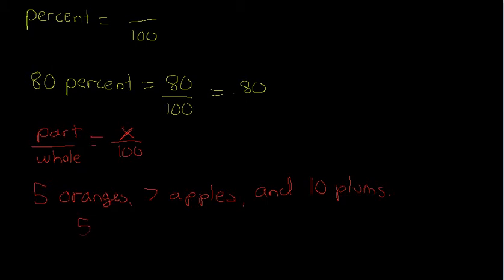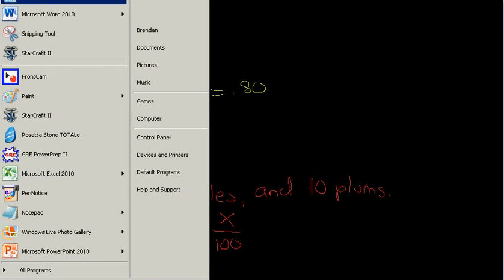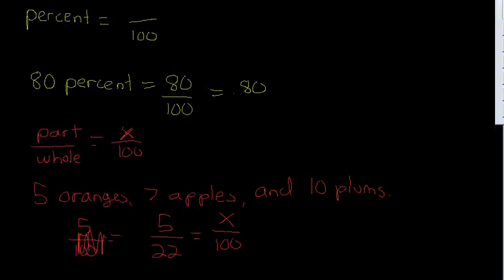We know that there are 5 oranges over the whole, which is the sum of the fruit, 5 plus 7 plus 10, which gives us 22, is equal to what percent? So that's what percent right there, x over 100. So we take 5, we divide it by 22, and then we multiply it by 100, and let's see what that gives us. It's not going to be an even number.